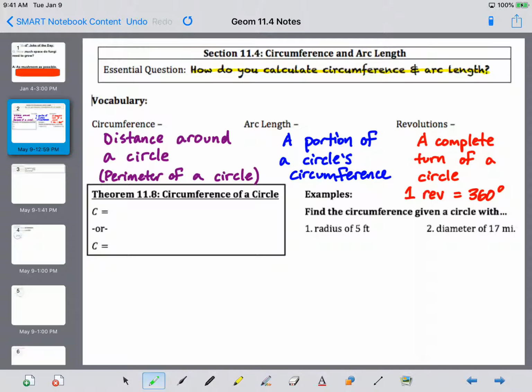All right, so now that you've gotten those written down, circumference is just the distance around a circle, and to abbreviate this, we'll use the letter C. Arc length is part of that circumference, and we use the letter S to represent that. And revolutions is just one complete turn of a circle, which is 360 degrees, and you can look at multiple revolutions.